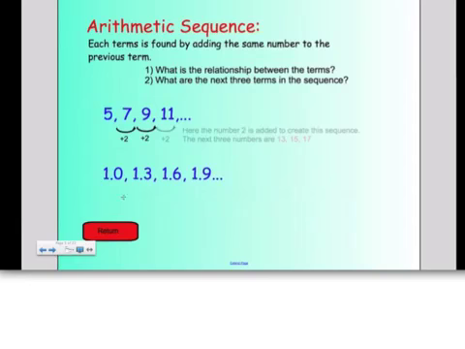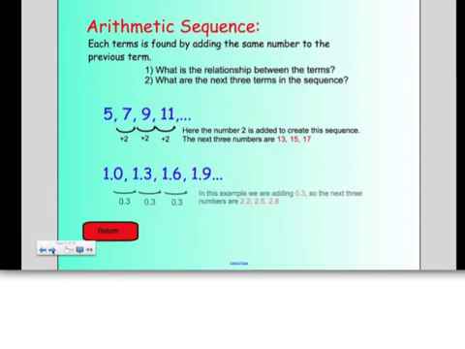If we look at this bottom example, we're adding 0.3 to each one, meaning that the next three terms would be 2.2, 2.5, and 2.8, because from 1.9 plus 0.3, we would get 2.2. The next one would be plus 0.3 again, which would give us 2.5, etc.